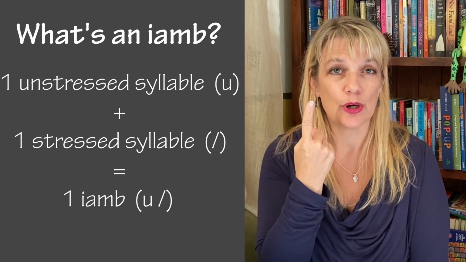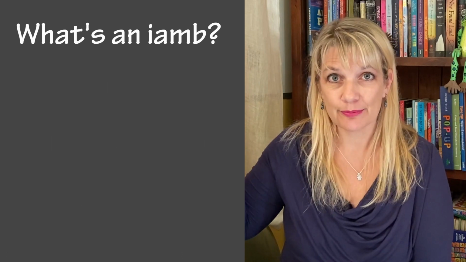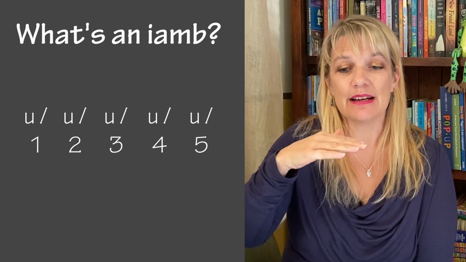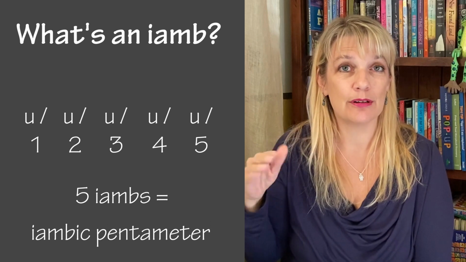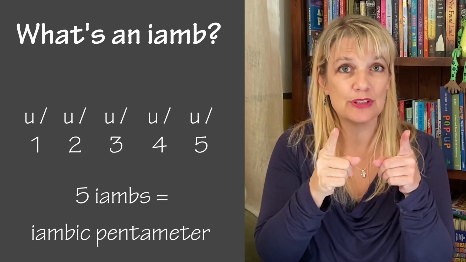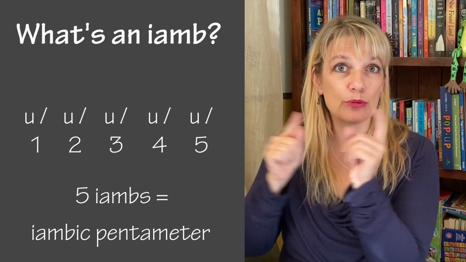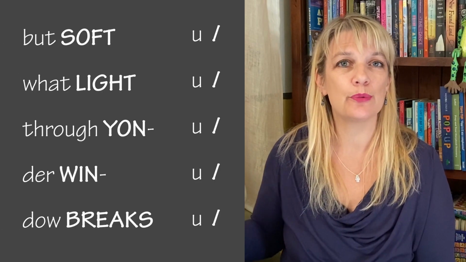One unit is called one iamb. When you put a bunch of those together, you get iambic meter. All right? And Shakespeare wrote in iambic pentameter. As I mentioned, pentameter means 5, so that means he put together 5 iambs in a row in one line. Hence iambic pentameter. As in, but soft, what light through yonder window breaks.